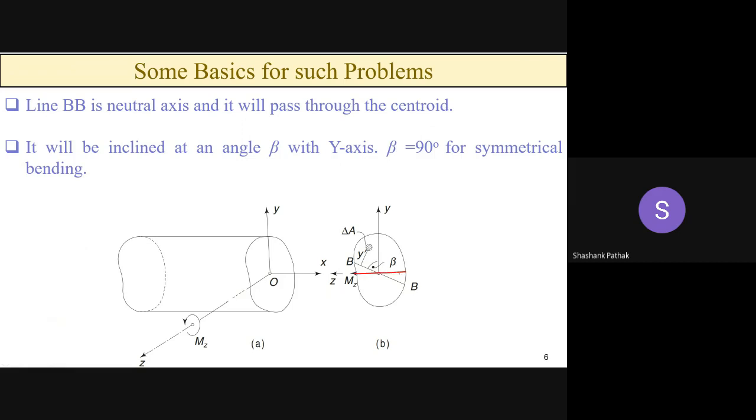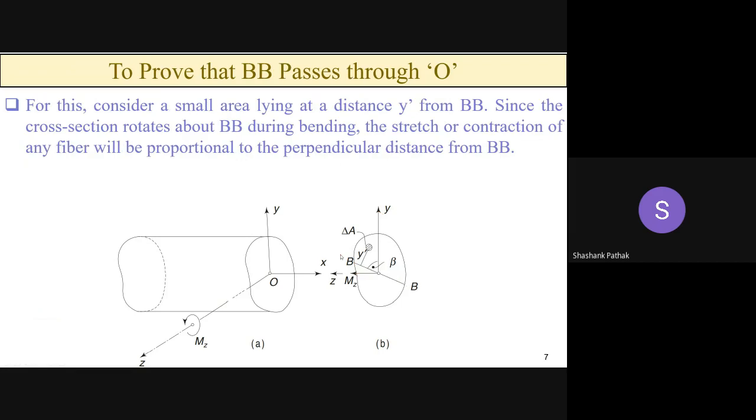Okay. So this kind of neutral axis you have seen in the case of symmetrical bending. But in the case of unsymmetrical bending, the neutral axis will be something like this, and that will be tilted at an angle beta with respect to the y-axis. Now, this neutral axis BB will pass through the centroid, the geometrical centroid of the system.